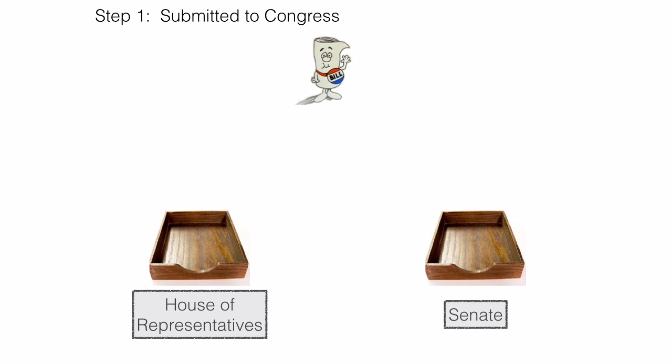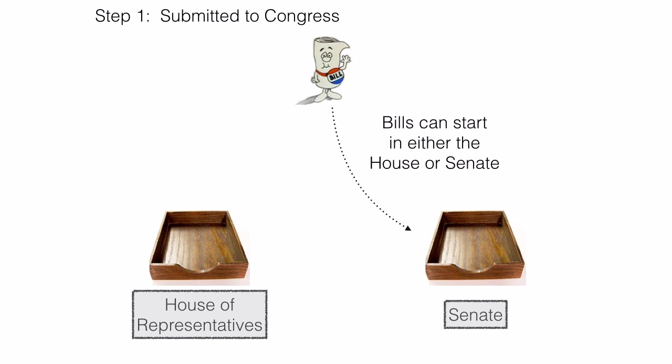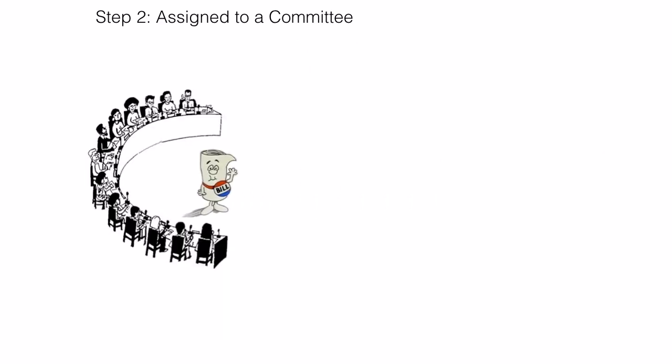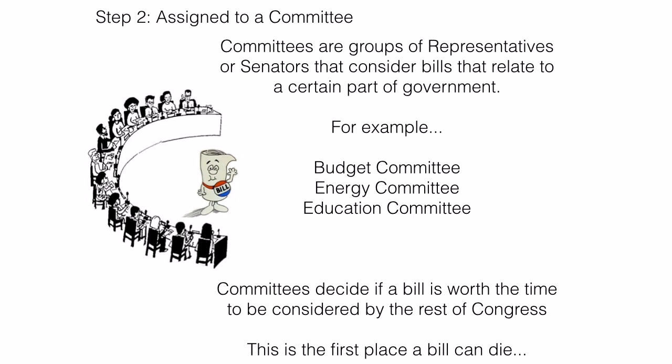Step 1. The bill must be submitted to Congress. Bills can start in either the House or the Senate. However, if it's a revenue bill, it must start in the House. Once it's been submitted to Congress, it's assigned to a committee. Committees are groups of representatives or senators, because there are committees in both houses of Congress, that consider bills that relate to a certain part of government.